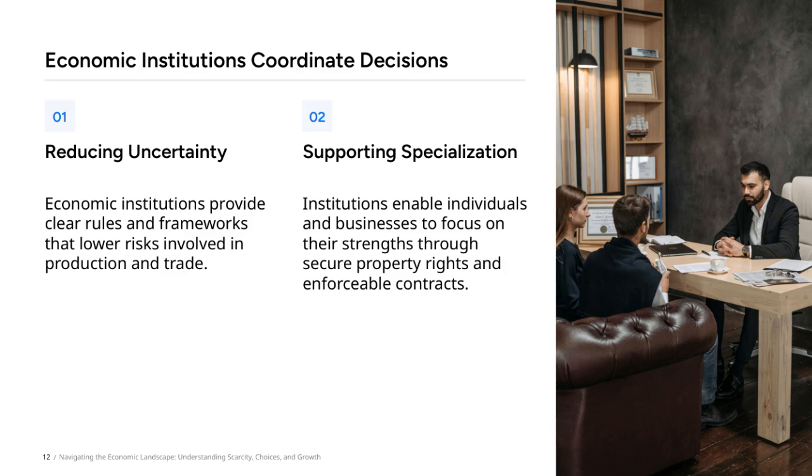By ensuring secure property rights and enforceable contracts, institutions allow individuals and businesses to focus on what they do best, without worrying about their assets or agreements being compromised. This coordination through institutions ultimately strengthens the overall economy by fostering trust and efficiency.